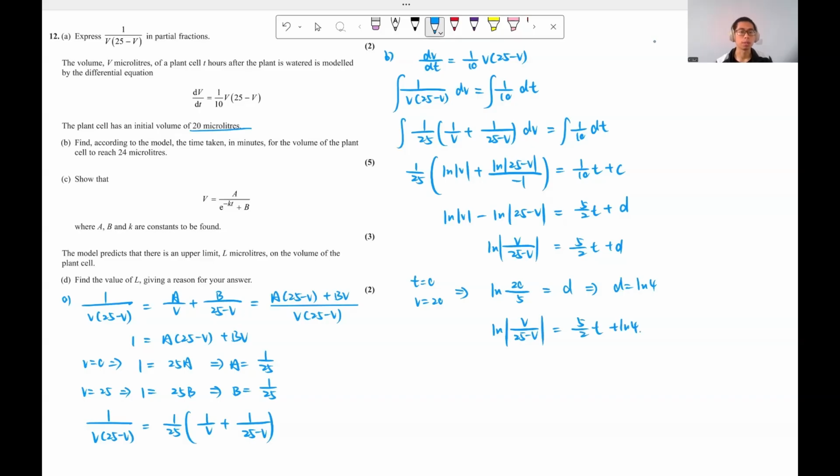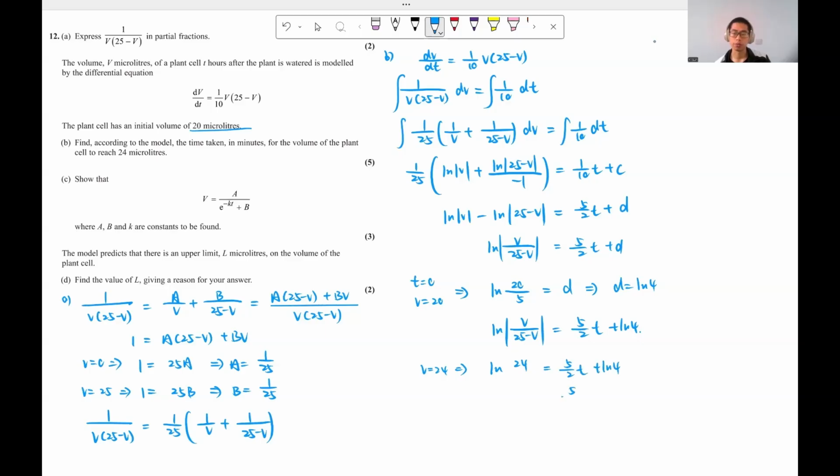And they want us to find the time taken in minutes for the volume of the plant cell to reach 24 microliters. So we can just let V equal to 24 now. So if V equal to 24, then that would be ln of 24 over 25 minus 24, which is 1. So just ln 24 equal to 5 over 2 t plus ln 4.